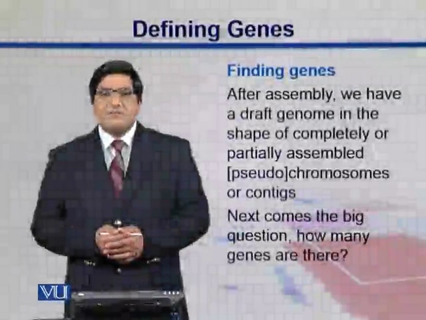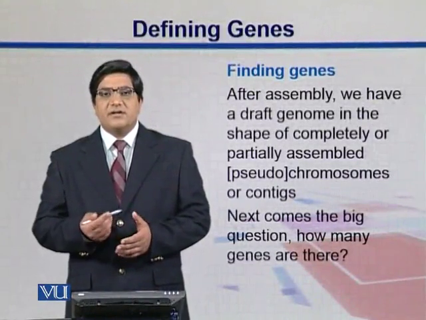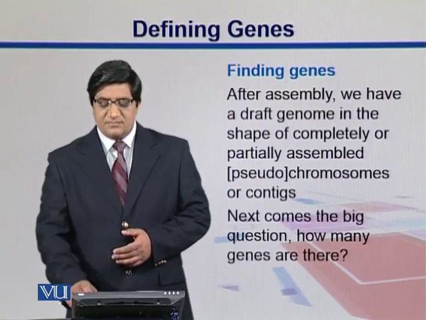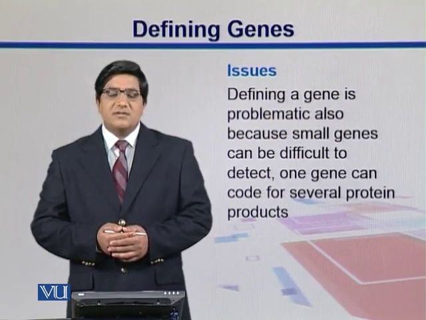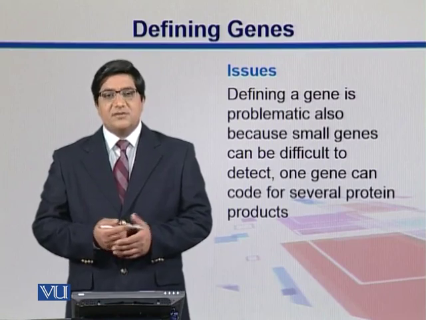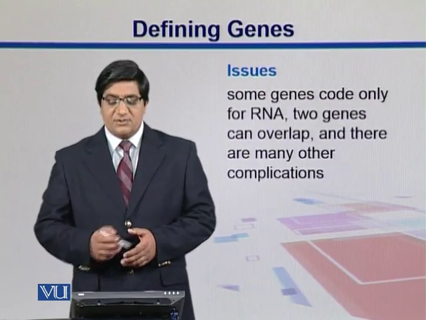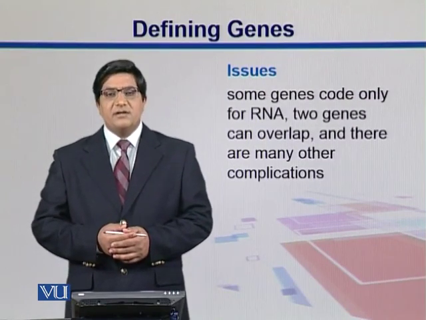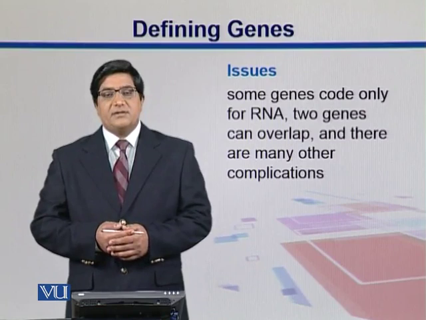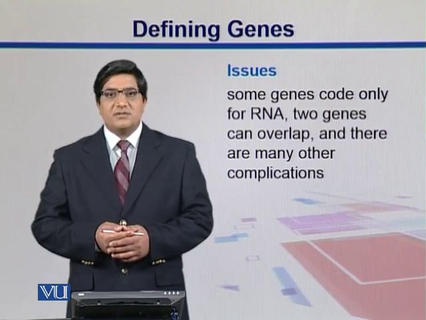After the genome assembly, we get the chromosomes or pseudochromosomes or contigs, and our next job is how can we find the different number of genes. In order to do that, first we see how we define genes. But there are some issues: defining genes is problematic. It's not an easy task because small genes can be difficult to detect. One gene can code for many proteins, and some genes code only for RNA, and sometimes two genes can overlap and produce a chimeric product. These kinds of issues make this situation really complicated.